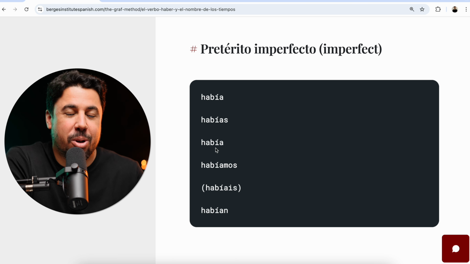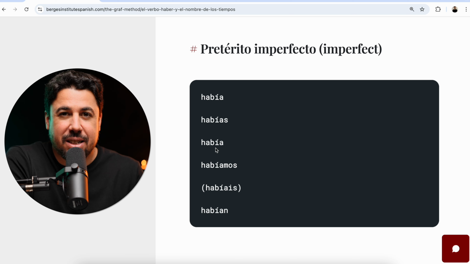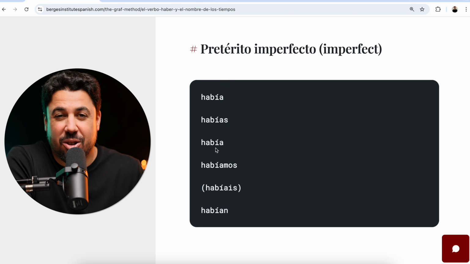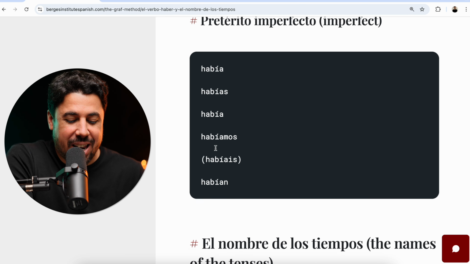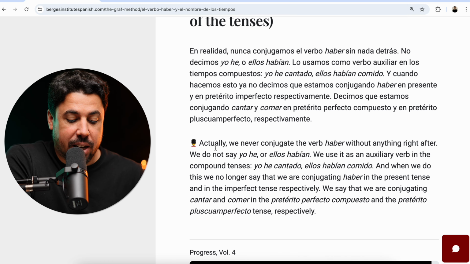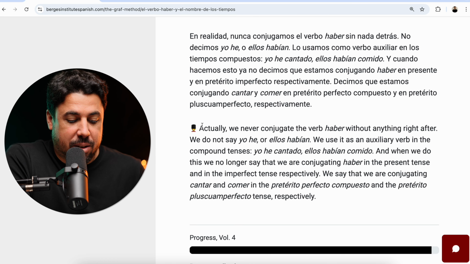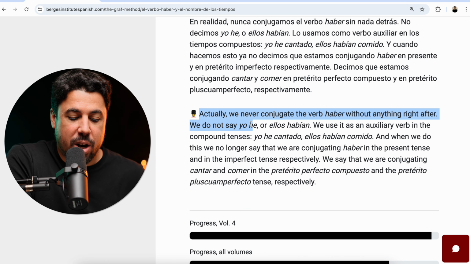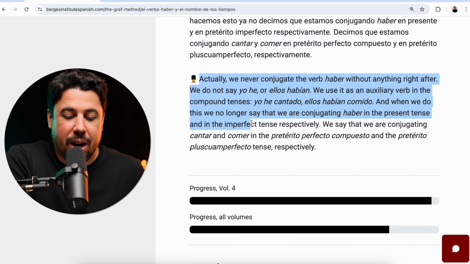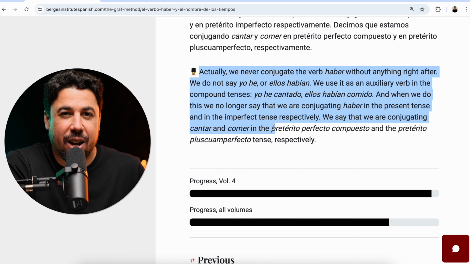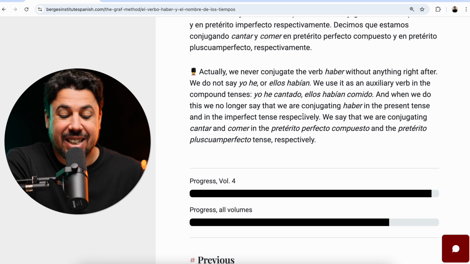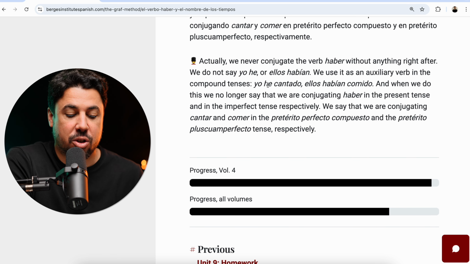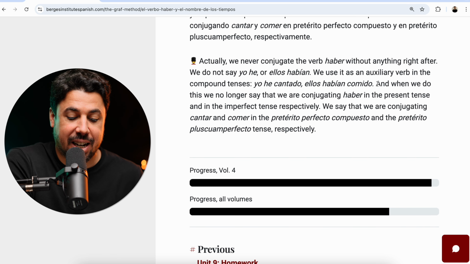Haber is only used for building the compound tenses. So even though this is technically the present and the imperfect of haber, it's not really that. And basically, let's actually read this. So actually, we never conjugate the verb haber without anything right after. We do not say yo he or ellos habían. We use it as an auxiliary verb in the compound tenses. Yo he cantado, ellos habían cantado.